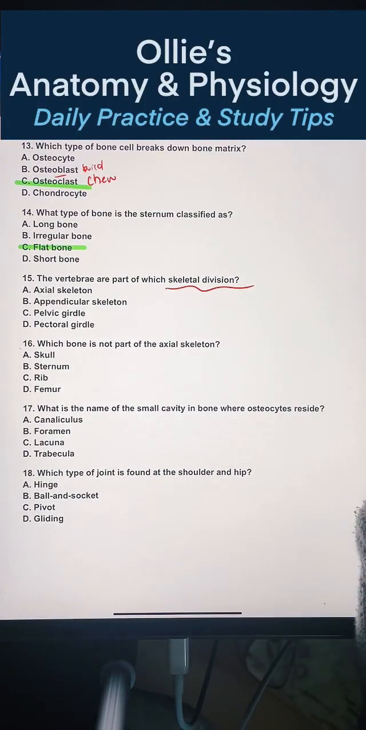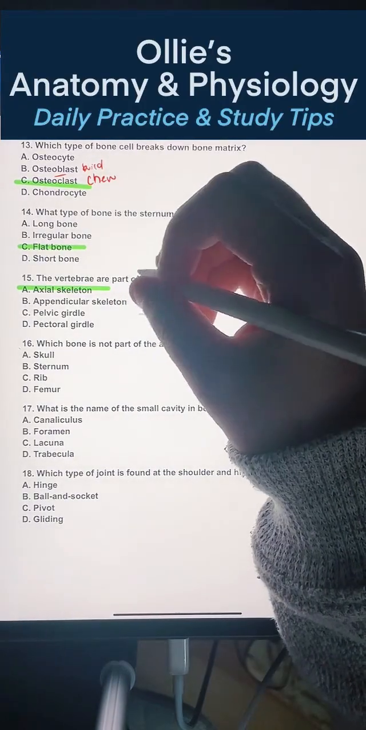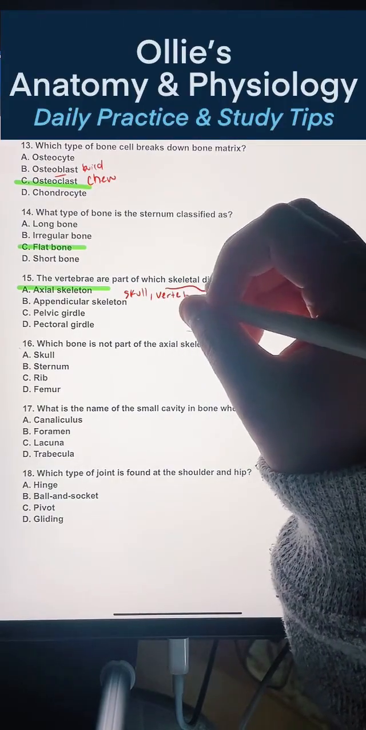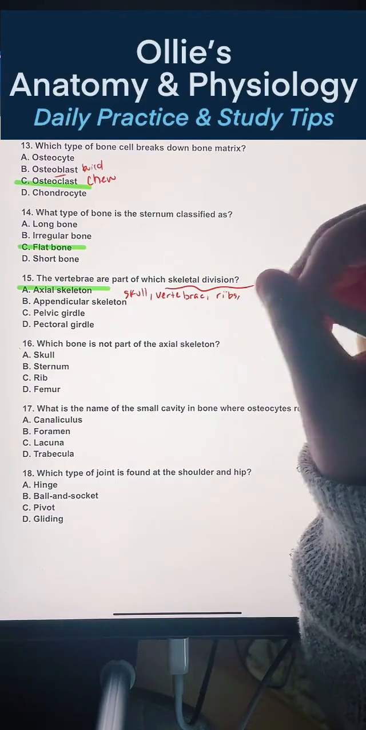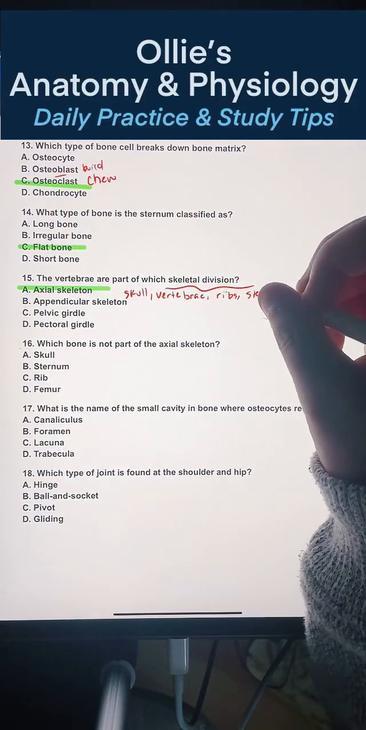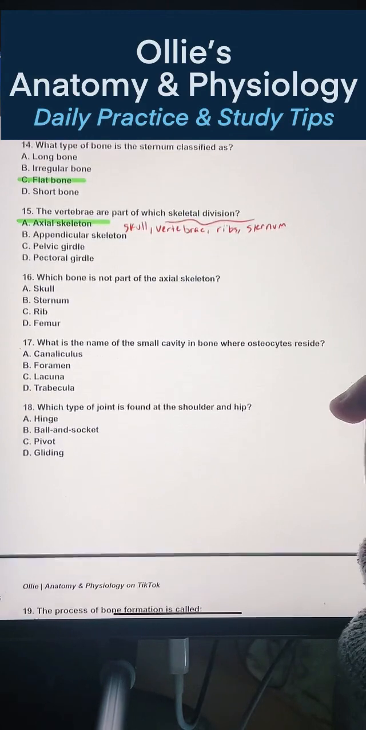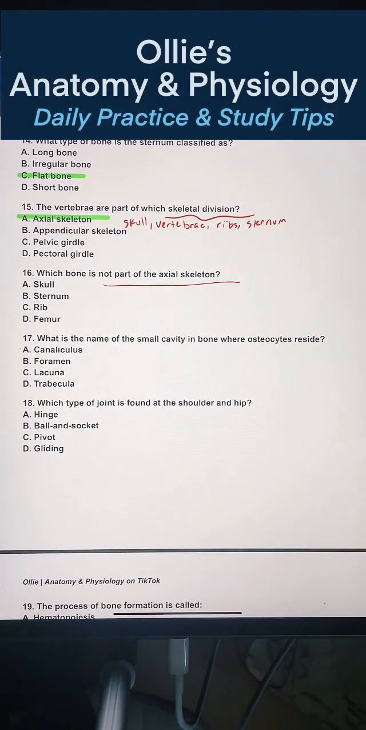But number 15, the answer is A. It is axial skeleton. Remember, the axial skeleton is going to consist of our skull, our vertebrae, our ribs, and our sternum. And then we also have the appendicular skeleton, which is about the limbs and the pelvis. But with that in mind, number 16, which bone would not be part of the axial skeleton then?